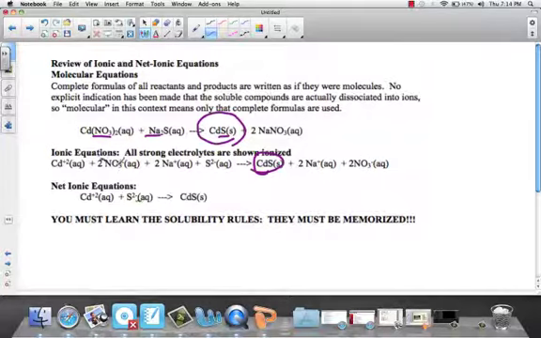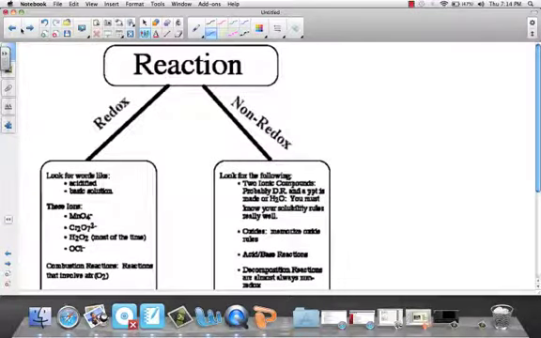We cross out what is a spectator, and we're only left with what participated in the actual reaction, which is called our net ionic. Again, you must learn your solubility rules. They must be memorized. All right, let's talk about our reaction paths.